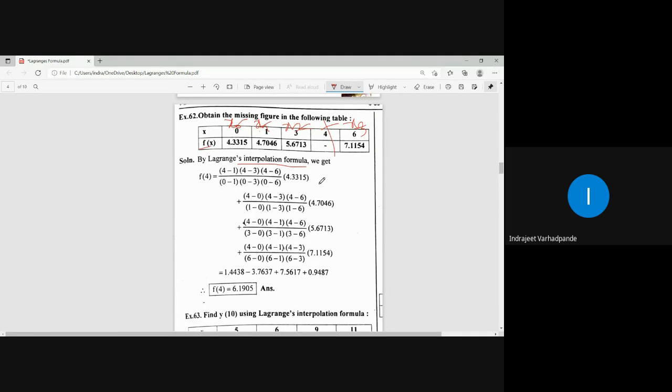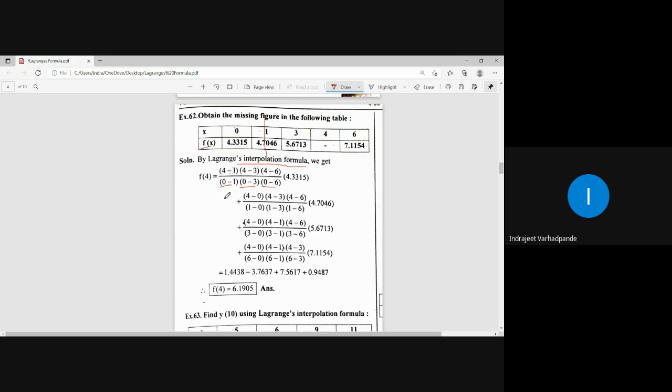We will not consider this in our formula. So if I am writing down or suppressing it for x0, it will contain three terms: x1, x2 and x3. x minus x1, x minus x2, x minus x3. 4 minus 1, 4 minus 3, 4 minus 6 upon, since I am writing it for x0, 0 minus 1, 0 minus 3, 0 minus 6 multiplied by the functional value, that is 4.3315, plus I am now writing down the step for x1. So it will be 4 minus 0, 4 minus 3, 4 minus 6.